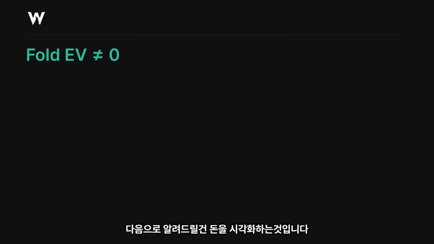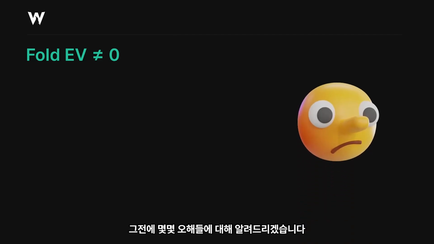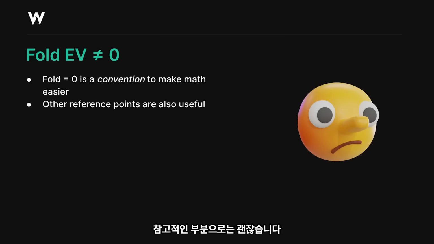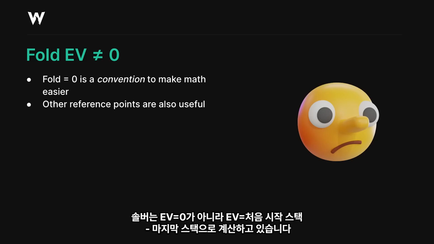Now, what I'd like to do next is visualize the money, but I can't quite do that just yet. First, I need to teach you guys about a misconception in poker. You've probably heard this idea that the EV of folding is equal to 0. Well, this is a fine way to look at it. It's just a convention we use to make the math easier. You see, other reference points are also useful. In fact, what most solvers do is they don't use EV equals 0. They use the expected value of actions is equal to your stack at the start of a hand minus your stack at the end of a hand.